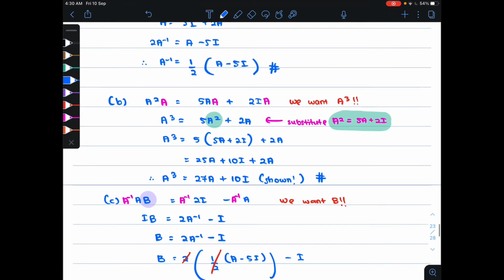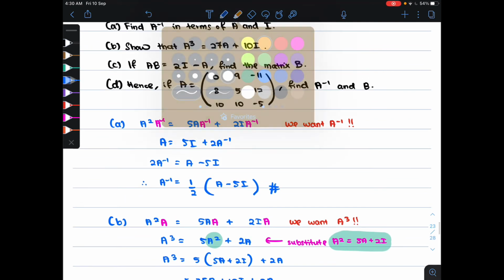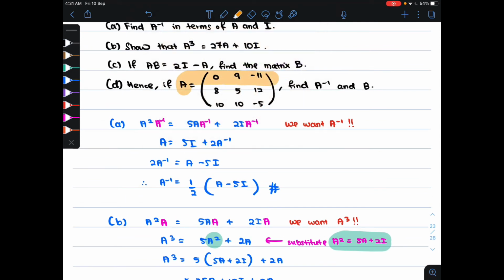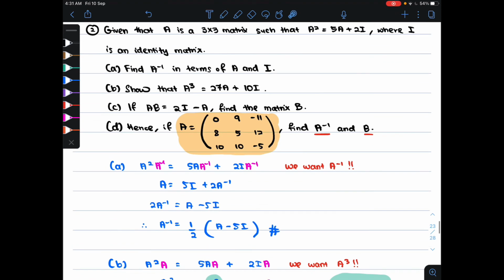Let's continue with part D. Hence, if A is given to us, find A inverse and B. Okay, so tadi kita dah tahu dah A inverse itu daripada part A, B daripada part C. So sekarang ni just substitute A in order to find A inverse and B.